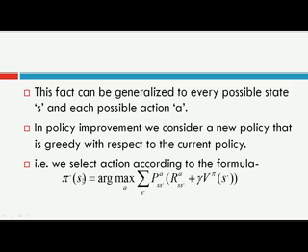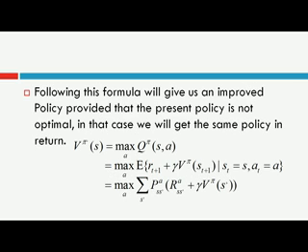So basically, in the original policy you were having equal probability of taking each action, whereas in this policy you are taking the action that will maximize your expected return. So basically you are following a new policy that is greedy with respect to the current policy. Following this formula will give us an improved policy, provided that the present policy is not optimal. In that case, we'll get the same policy in return. That is, if you are performing policy improvement over your optimal policy, then you will get the optimal policy itself.